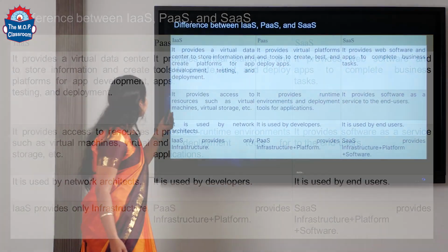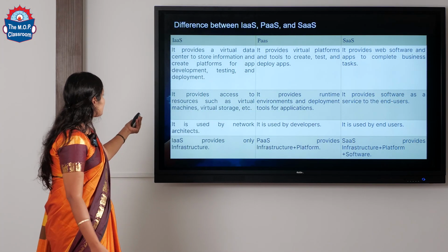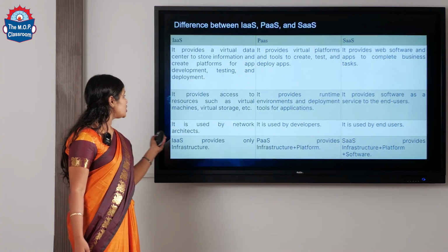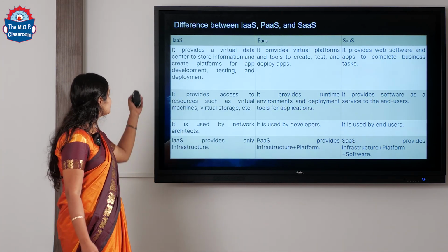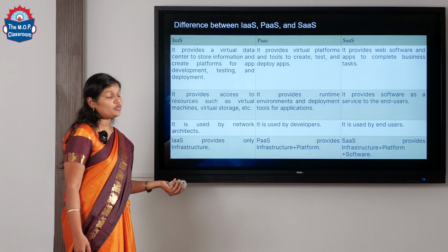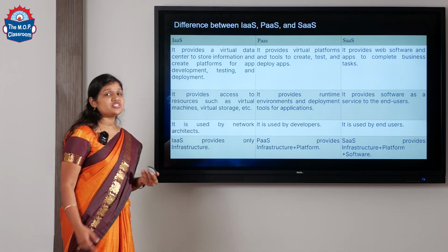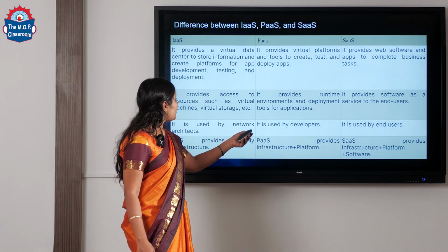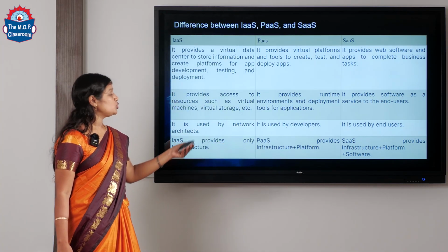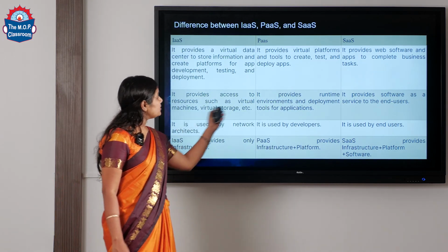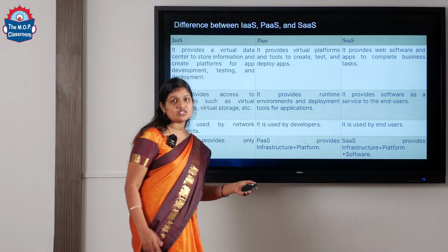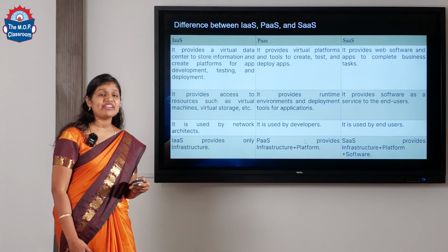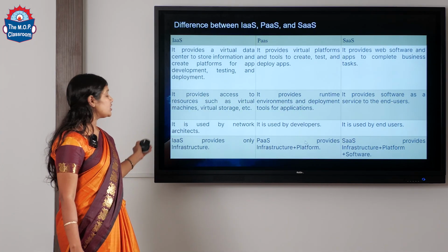Okay, and then back to IaaS, it provides access to resources such as virtual machines, virtual storage, etc., because it is providing infrastructure as a service. So storage and virtual machines will be taken care of. And then in PaaS, it provides a runtime environment and deployment tools for applications. And in SaaS, it provides software as a service to the end user. The software may be of anything. And IaaS is used by network architects.